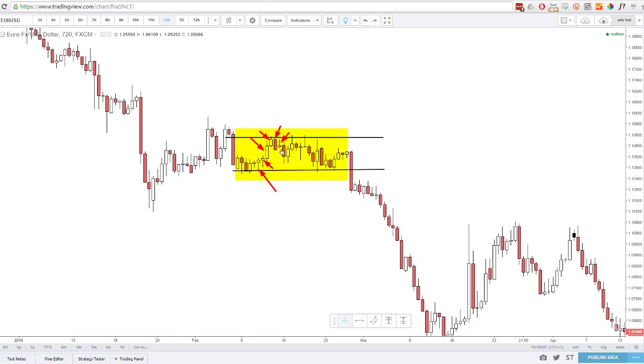Then again, indecision. Buyers tried to push up. They couldn't manage that move up. They were pulled back down, followed by a bearish candle. Then we have a nice strong bullish candle. Then we have indecision again.